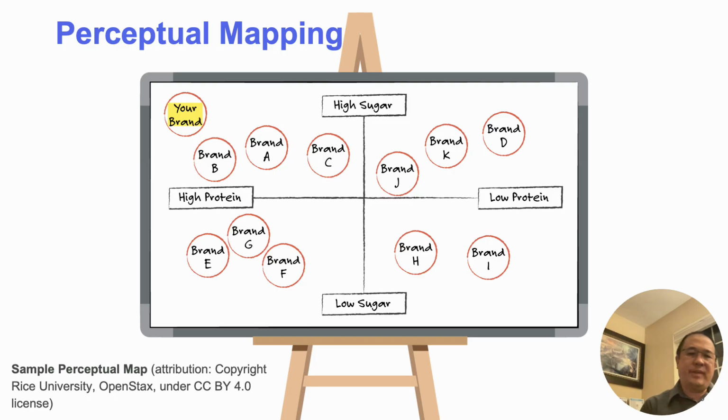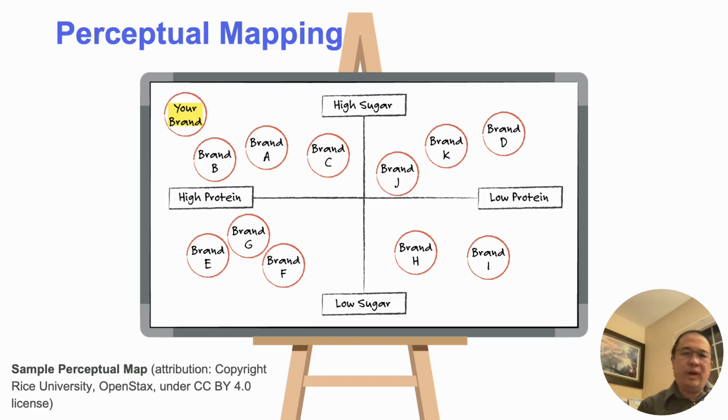So understanding this map, this slide compares brands using 2 attributes. The vertical axis, the y-axis, is sugar content, which shows higher sugar and lower sugar. There's also the horizontal axis, the x-axis, that shows the protein content with high protein and low protein. So in this case, every brand is placed according to how customers perceive it.